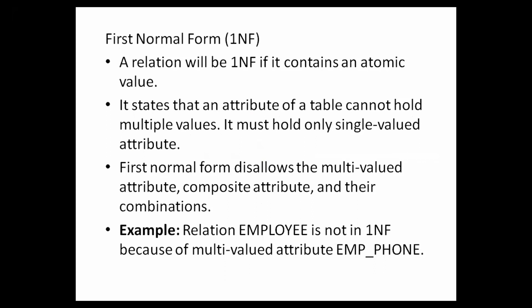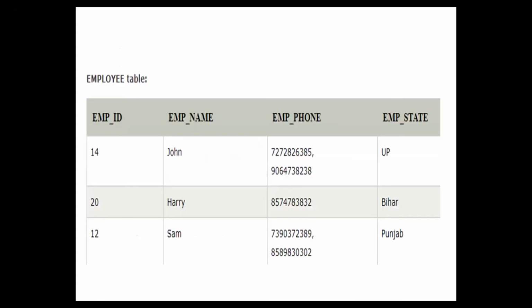Now we'll talk about the first normal form. I take a table called the employee table, with employee ID, employee name, employee phone and employee state. Employee ID 14 has two values for his phone number. So this table is not in the first normal form.